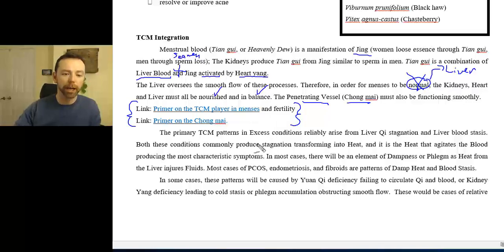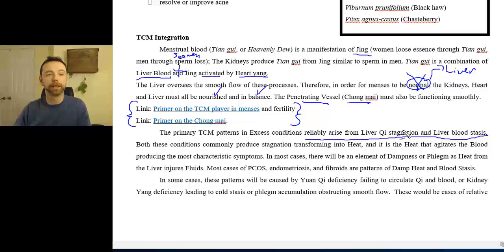The primary TCM patterns in excess conditions reliably arise from liver qi stagnation and liver blood stasis. That's pretty much it. It's a failure for some reason of the liver to be able to ensure the smooth flow of qi and blood. That's the outcome that we see in most of the patterns. These conditions produce stagnation, and almost always they produce heat. It is the heat that agitates the blood that gives us most of these characteristic symptoms.